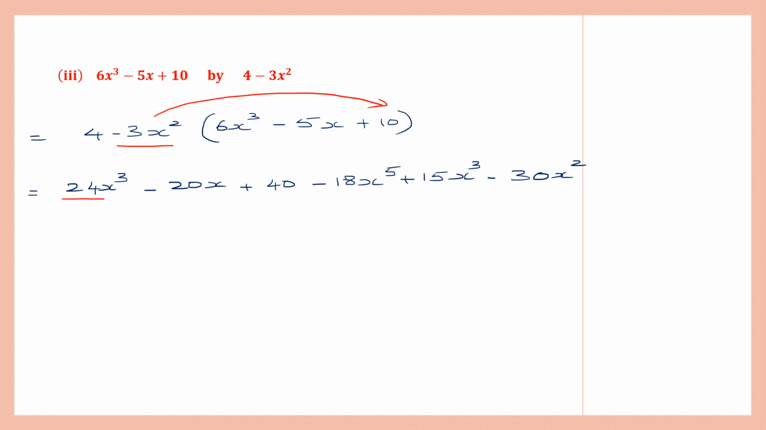Now here we have 24x to the power of 3. Do we have one more like that? Yes, here we have plus 15x to the power of 3. So we'll write the like terms together. 24x cubed plus 15x cubed.